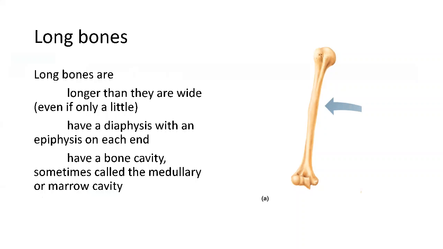This drawing is of a humerus. They have the epiphysis on each end and the diaphysis. The bone lecture on endochondral ossification was all about long bones. They have a bone cavity, which is also called the medullary marrow cavity.